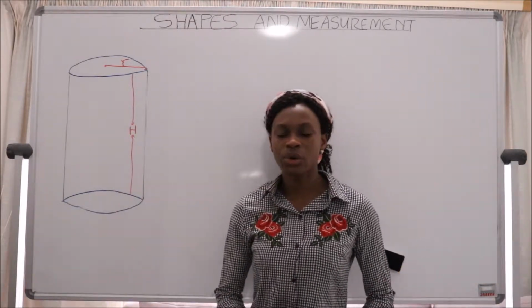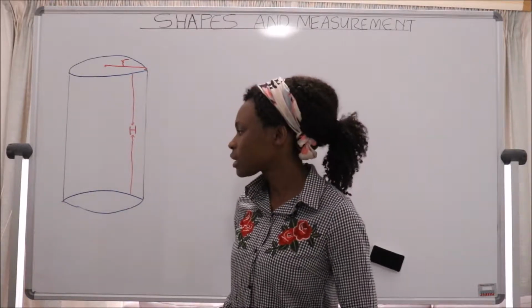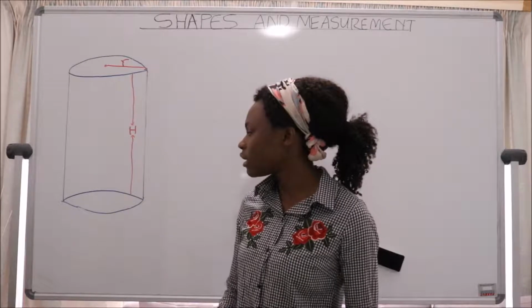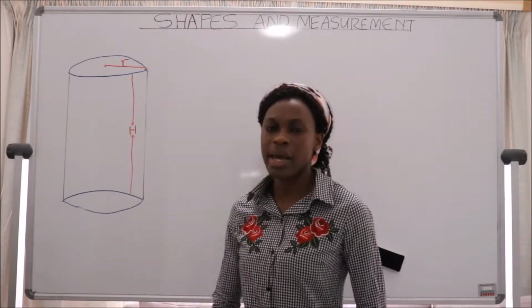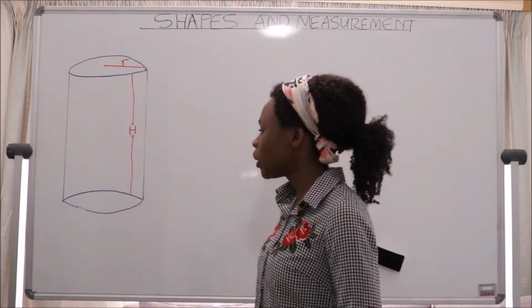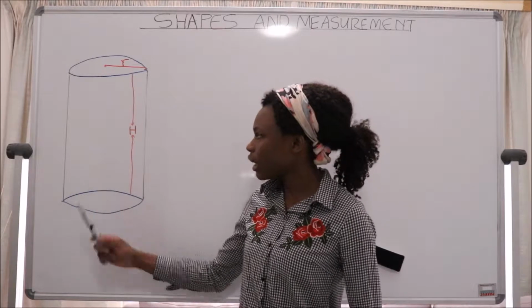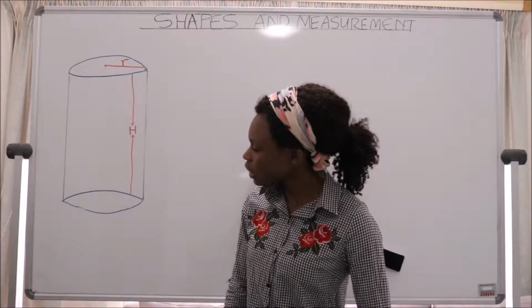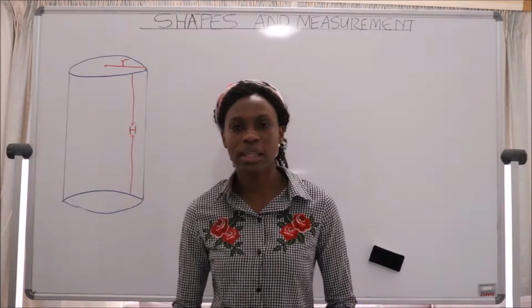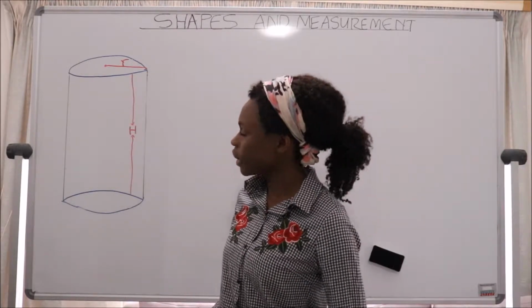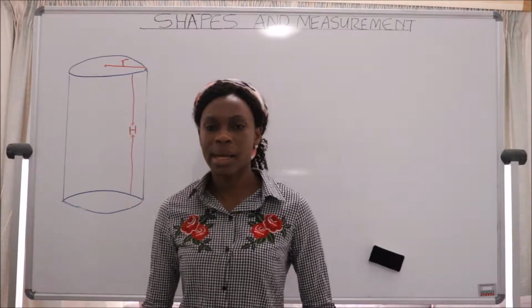For the surface area, we know that we have to sum up all the areas of the faces of the shape. So in this case, we will be summing up the area of the bottom circle plus the area of the rectangle plus the area of the top circle. We know that the area of a circle is equal to pi r squared, and the in-between rectangle is not a normal rectangle where the area is equal to length multiplied by breadth.